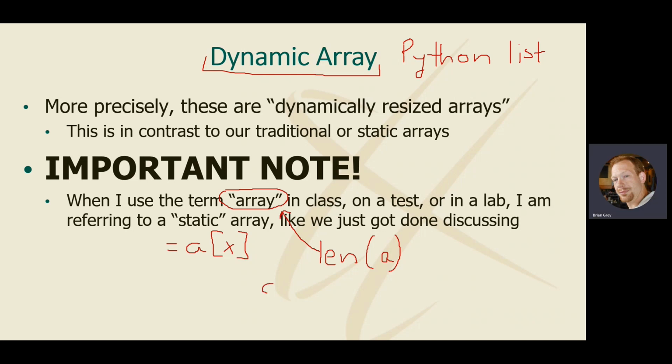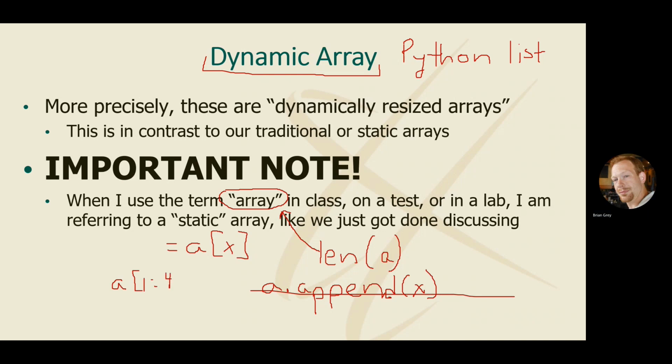You cannot call a method on an array. This is illegal, okay? You cannot slice with an array. That is illegal, okay? A1:4. You can't do any of that. The only things you can do: read, write, or get the length. Those are the only operations.